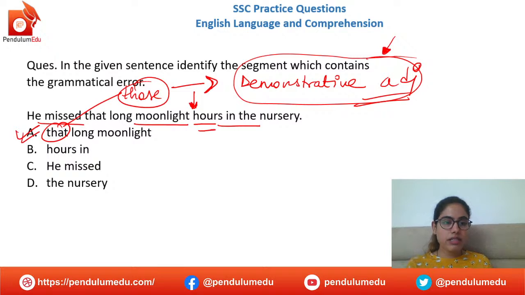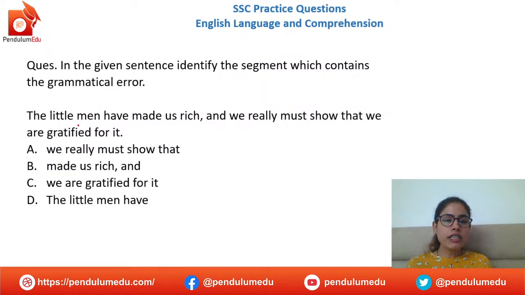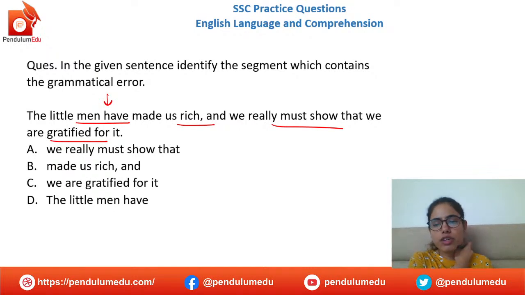आगे बढ़ते हैं. नेक्स्ट. The little men have made us rich and we really must show that we are gratified for it. Quickly. No problem, Real Rebellion, beta, it's fine. Don't stress much on it. It's okay. Quickly let me know if you see the error.